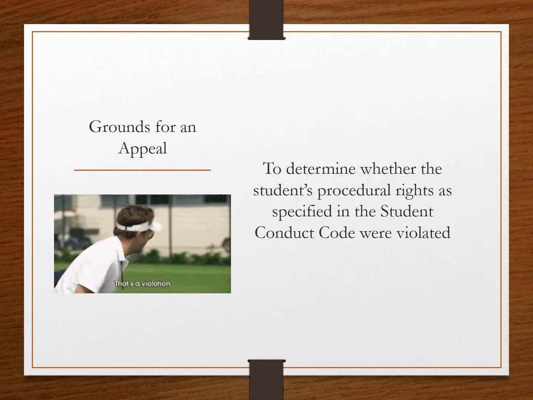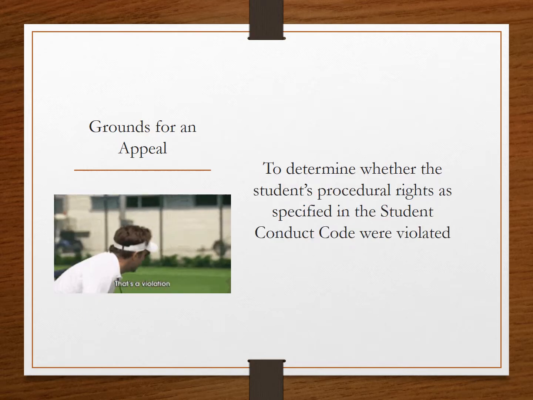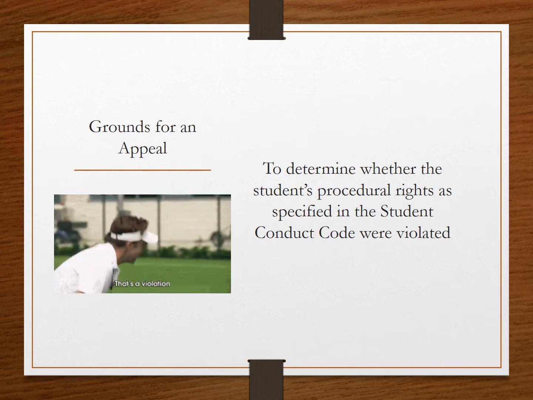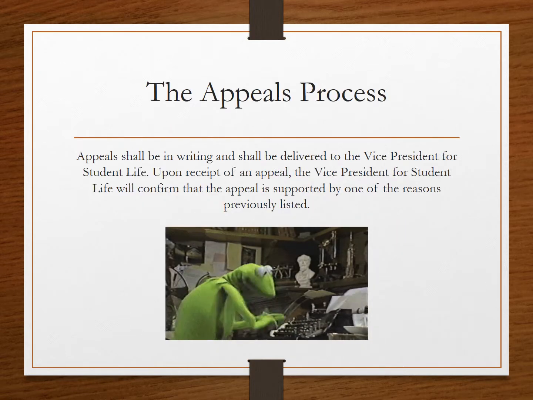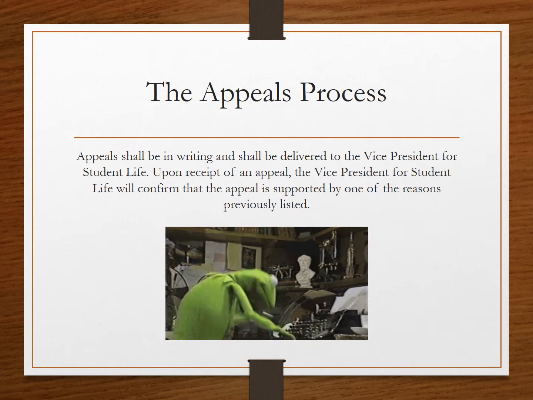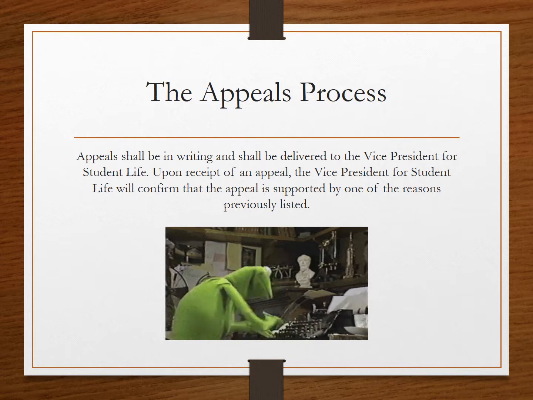To determine whether the student's procedural rights as specified in the Student Conduct Code were violated. Finally, to determine whether new evidence, which was unavailable at the original proceeding, has been discovered. To file an appeal successfully, students should follow the following steps. Appeals shall be in writing and shall be directed to the Vice President for Student Life.